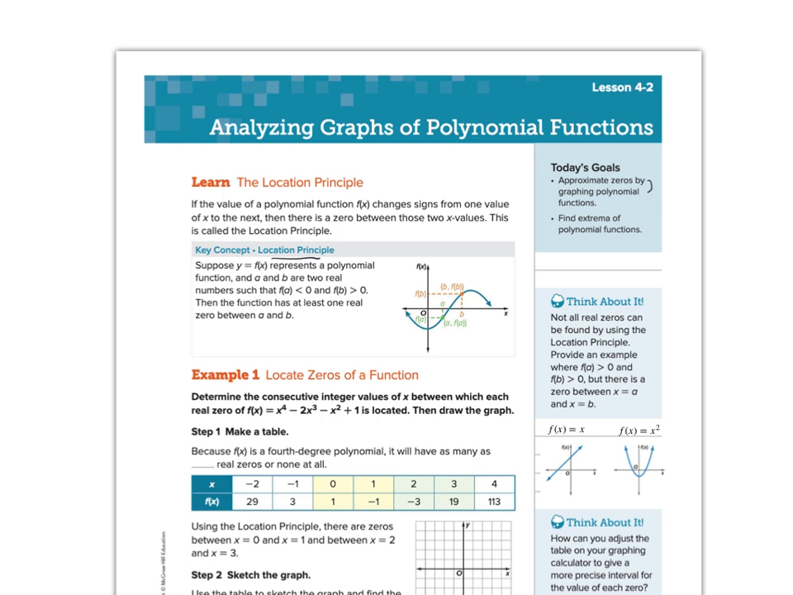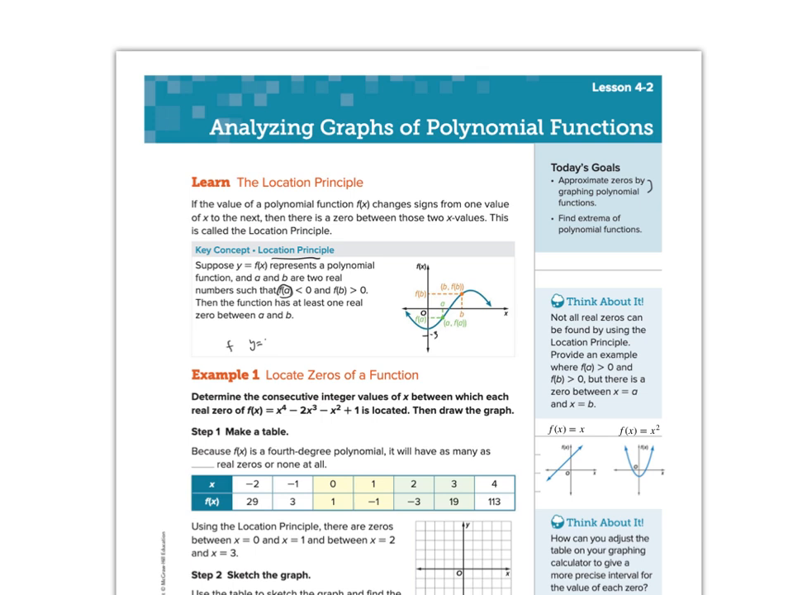It says y equals f of x represents a polynomial function, and a and b are two real numbers, such that f of a is less than 0 and f of b is greater than 0. Then the function has at least one real 0 between a and b. Okay, what they're saying is, remember f of x is the same thing as y. So this f of a would be the y value. If the y value is less than 0, that means it's negative.